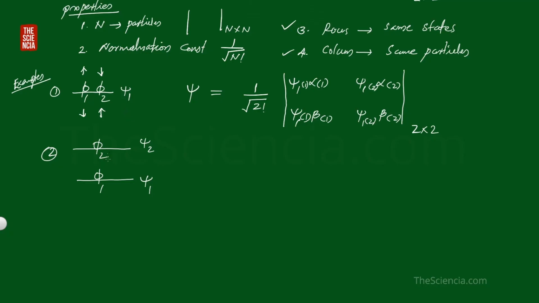But here, these 2 particles are occupying different states. So the first particle can have up spin and at the same time the second particle can have up spin, or the first particle can have down spin and the second particle also down spin, or this one is up and this one is down, or this one is down and this one is up. So all these possibilities are there. Therefore, we will obtain the actual wave function, a total of 4 wave functions.